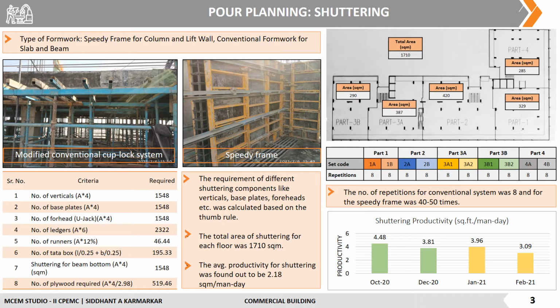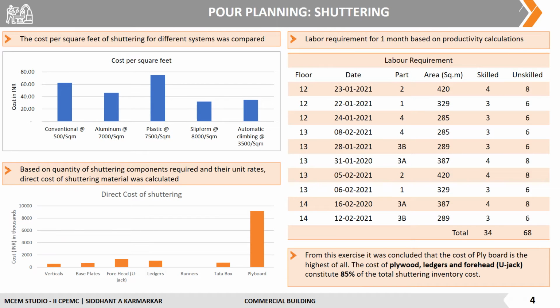The number of repetitions for conventional system was 8 and for the speedy frame it was 40 to 50 times. And the shuttering productivity was calculated to be 2.18 square meter per man day. The cost per square feet of different shuttering systems like conventional, aluminum, plastic, slip form and automatic climbing were compared, and similarly the direct cost of shuttering was calculated based on the quantity of shuttering components required and their unit rates. Then the labor requirement for 1 month was calculated based on the productivity calculations.